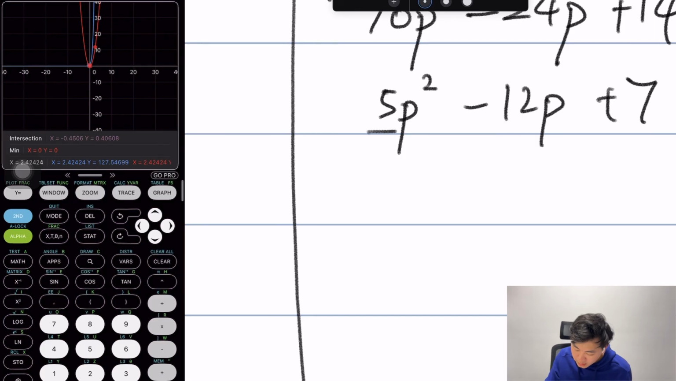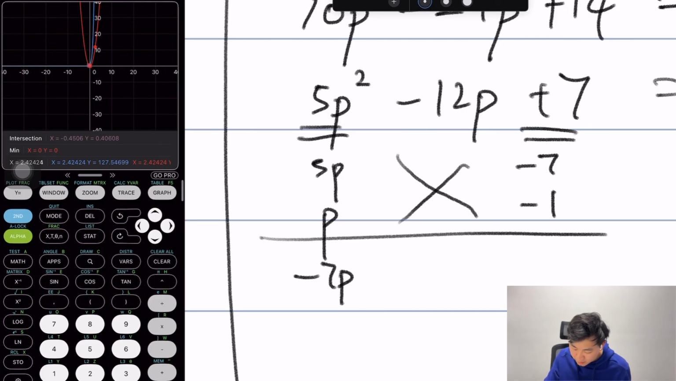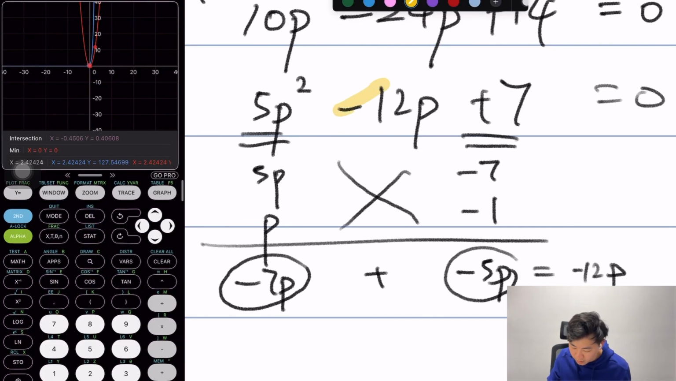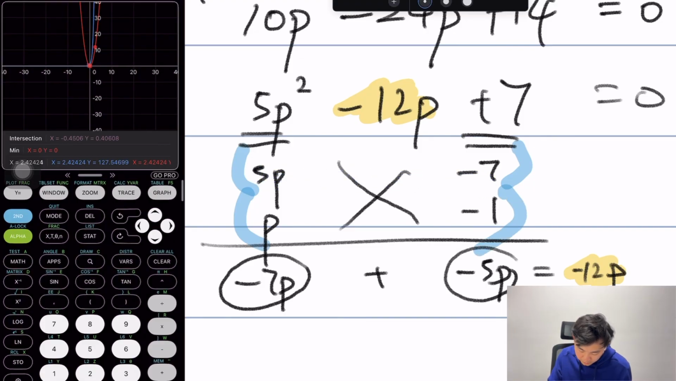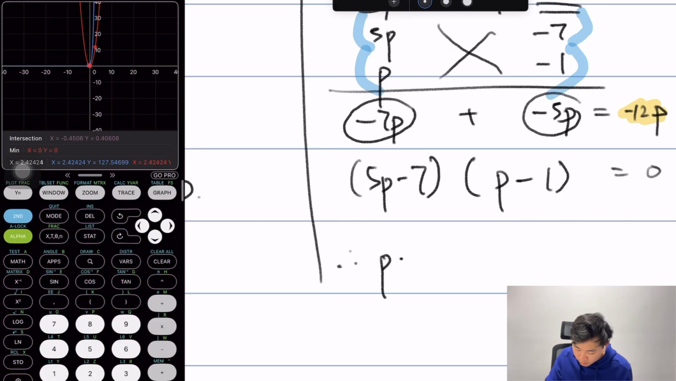We factorize these two, which is a 5p and the p, and then we put a 7 there, and then minus 7, minus 1. Cross multiply, you're going to have negative 7p, negative 5p. The sum of their cross multiplied product is negative 12p, which confirms with our middle term. That means our factor should be read horizontally as 5p minus 7 times p minus 1 equals 0. Therefore, p equals 7 over 5, or p equals 1.